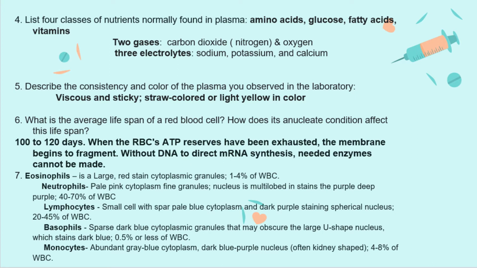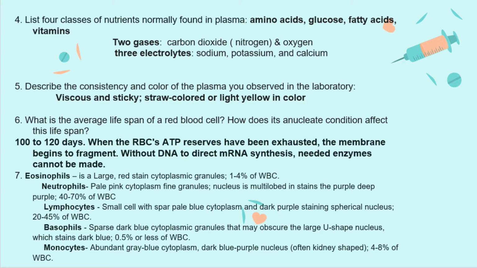For number 6, what is the average lifespan of a red blood cell? How does its enucleate condition affect this lifespan? Our answer is 100 to 120 days. When the RBC's ATP reserves have been exhausted, the membrane begins to fragment. Without DNA to direct mRNA synthesis, needed enzymes cannot be made.